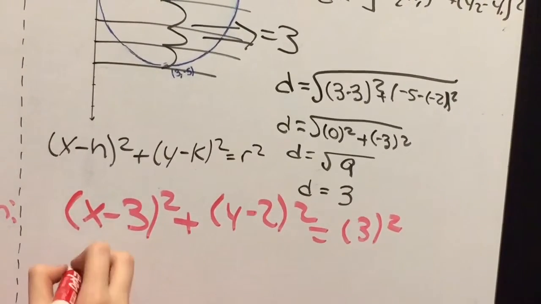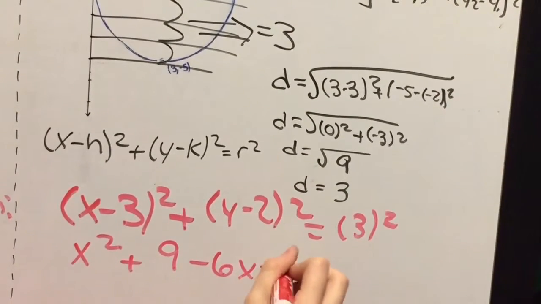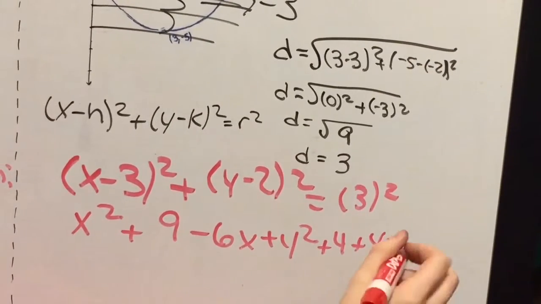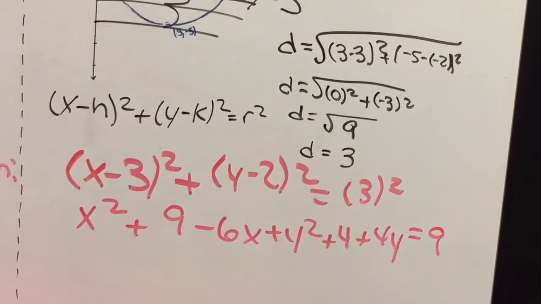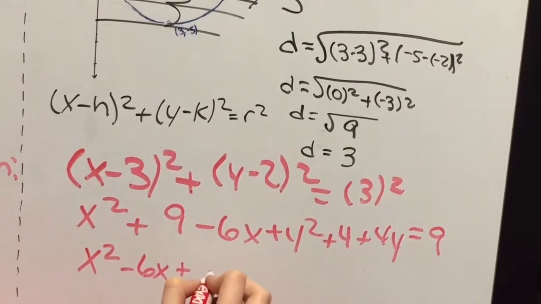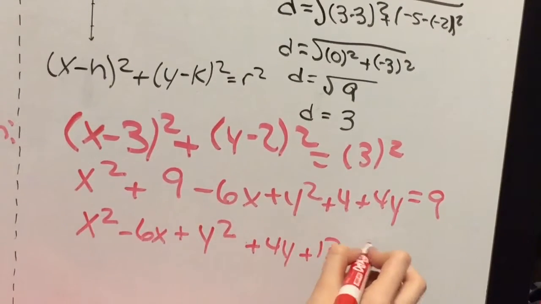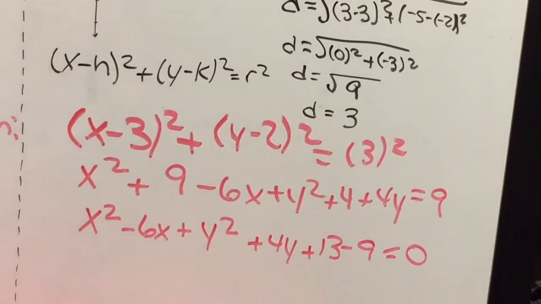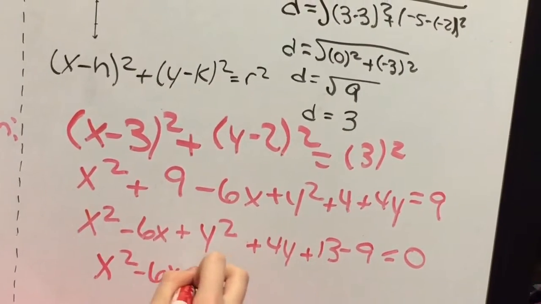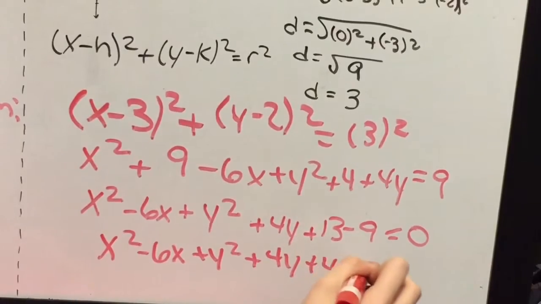And then we'll simplify that down to x squared plus 9 minus 6x plus y squared plus 4 plus 4y equals 9. And then we can bring that down even more to x squared minus 6x plus y squared plus 4y plus 13 minus 9 equals 0, which we can bring down to our final step to get x squared minus 6x plus y squared plus 4y plus 4 equals 0.